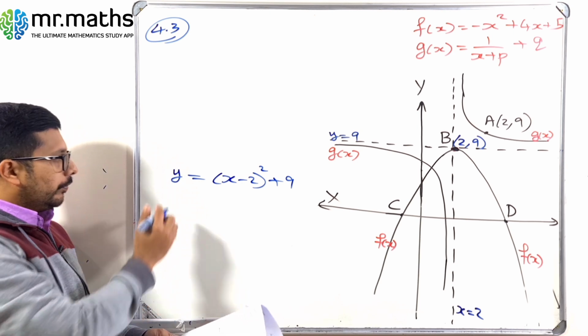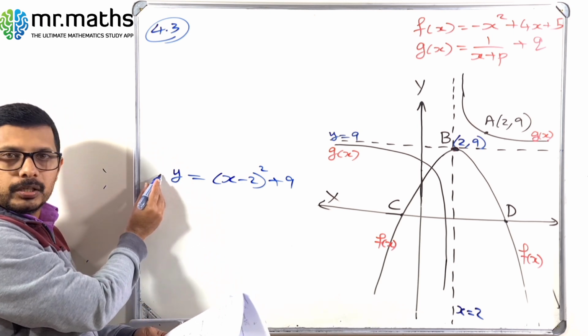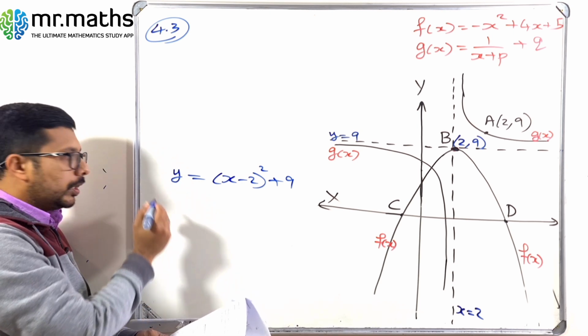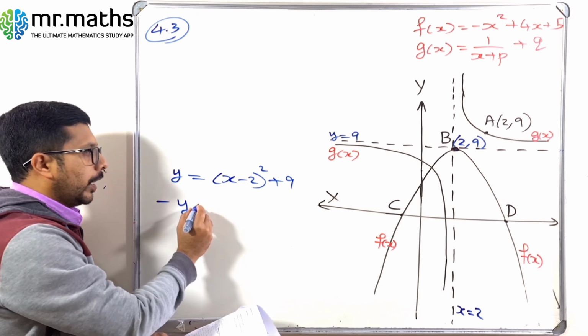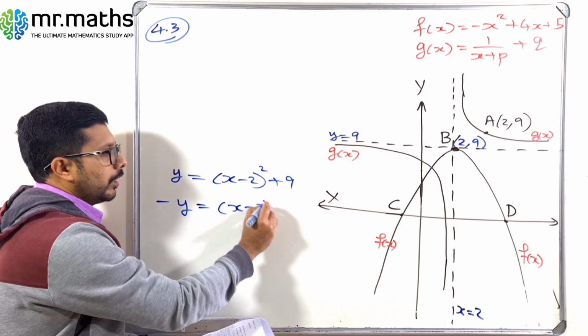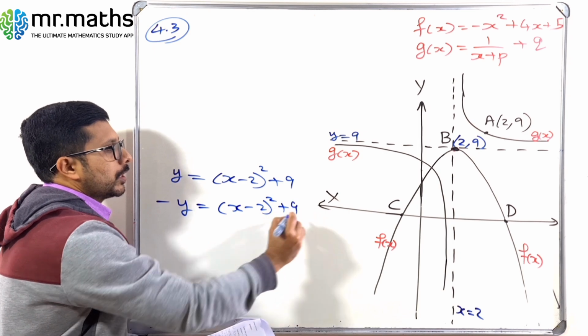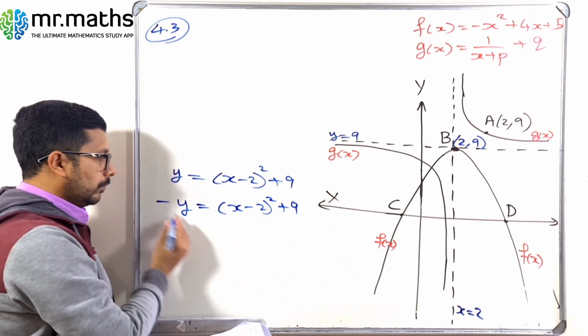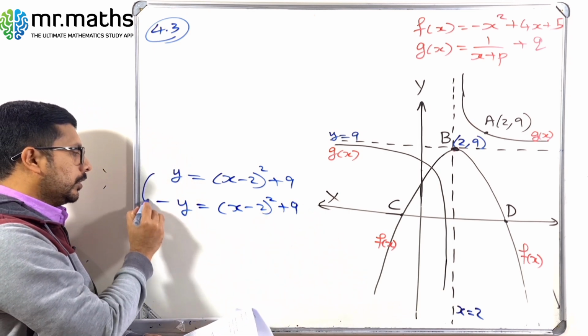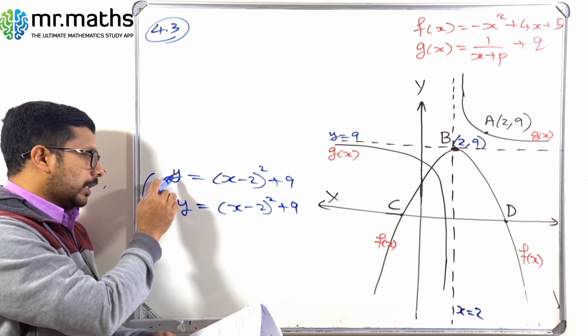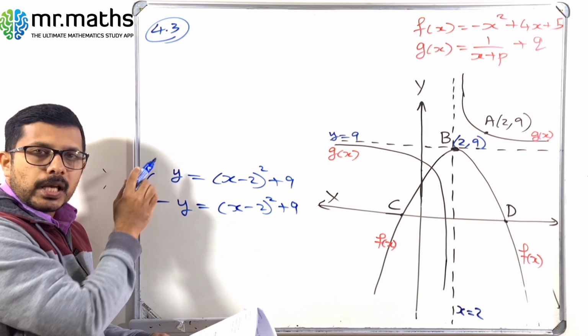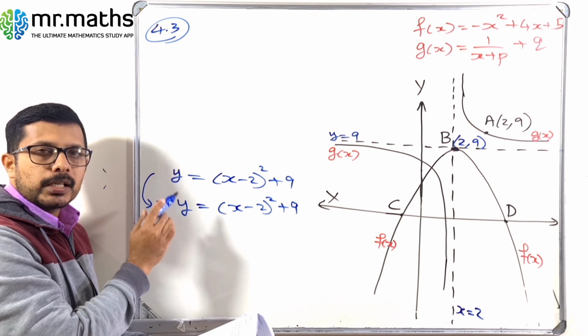So if I change here, what is the sign of y? Positive. So if I change the sign of y to minus y, what is the meaning of that? Minus y is equal to, now change here, x minus 2 the whole square plus 9. What is the meaning of this one? y changes to minus y. So last year you studied like this. If the sign of y changes, what is that one?